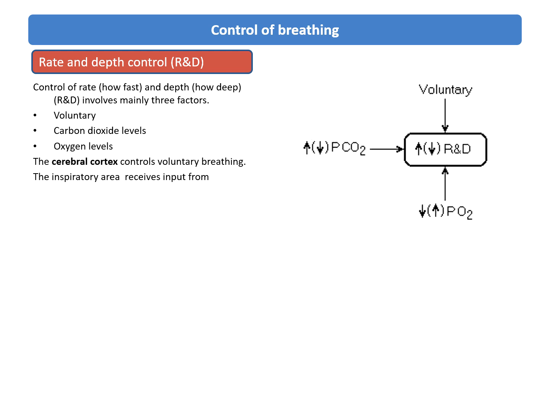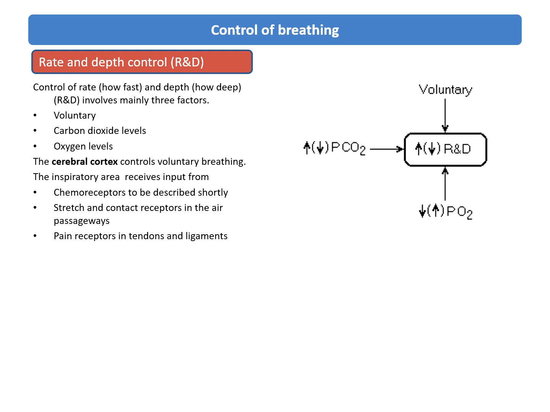The inspiratory area receives input from chemoreceptors, which we'll describe in a moment. It also receives input from stretch and contact receptors in the air passageways and pain receptors in tendons and ligaments. The expiratory area receives input from higher centers, such as the cerebral cortex.